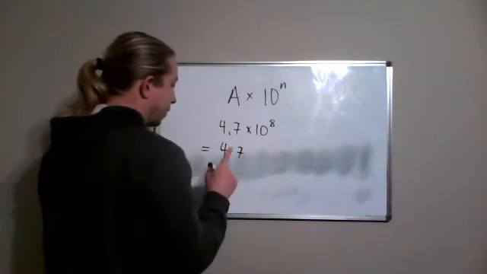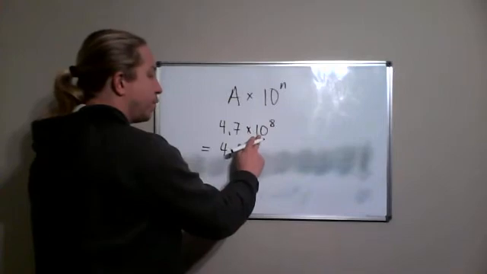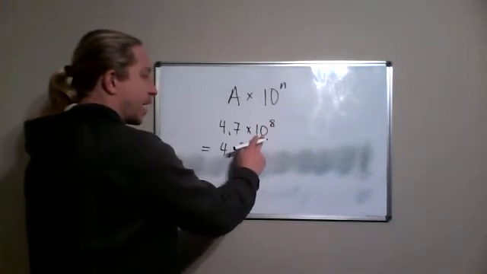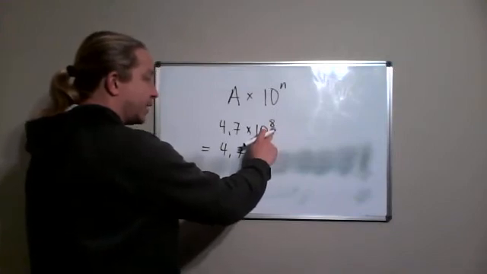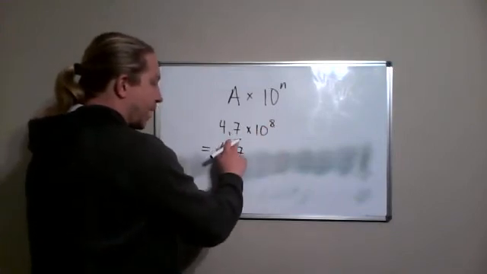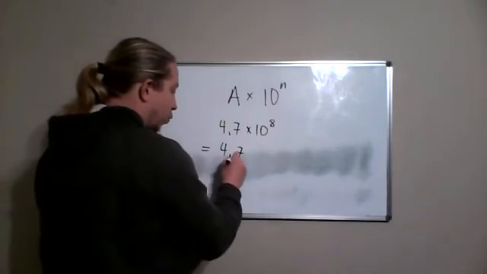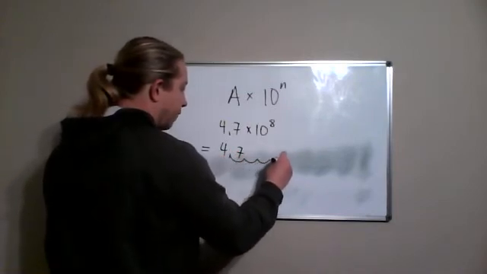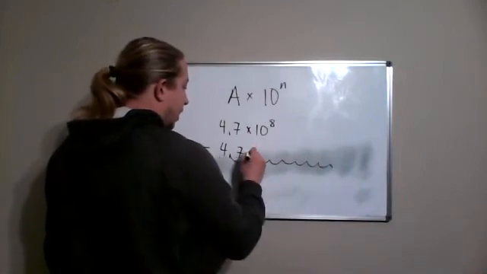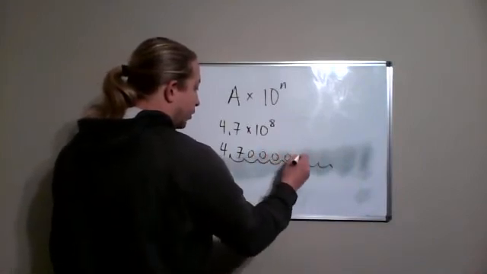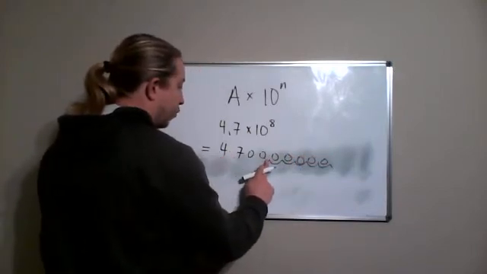So this equals 4.7, but now we're multiplying by 10 to the 8. Remember, we count the zeros. 10 times 10 times 10 will give you 8 zeros. So we're moving this comma 8 places to the right: 1, 2, 3, 4, 5, 6, 7, 8. The comma goes there, and this is all zeros. And then we can remove that.